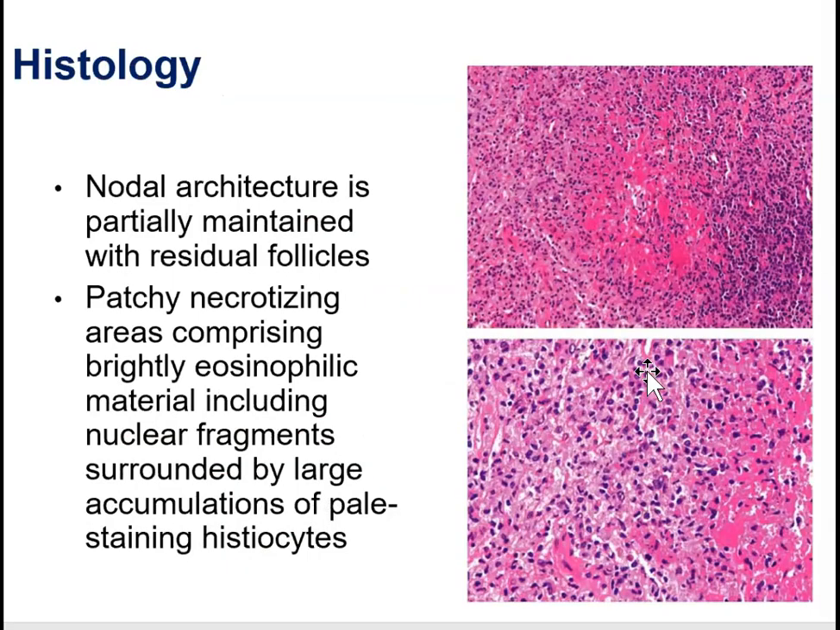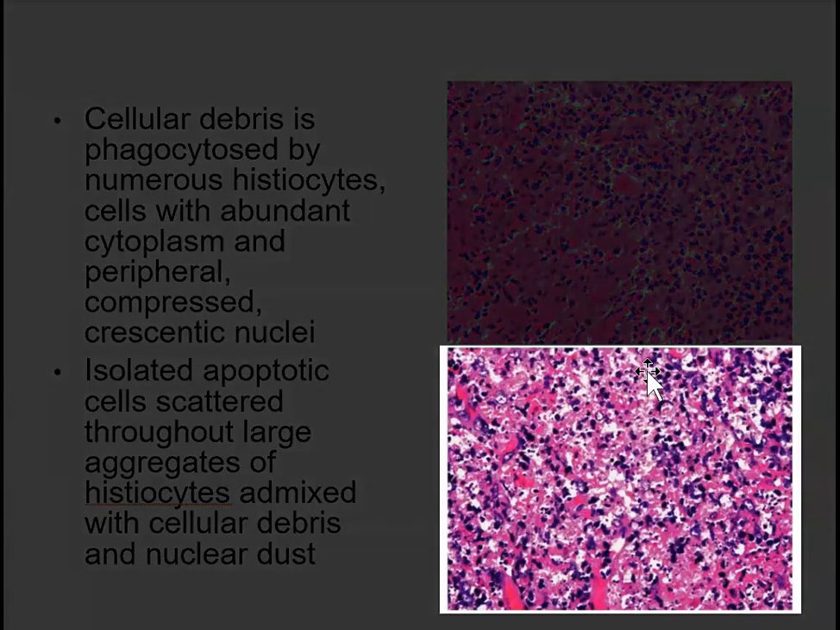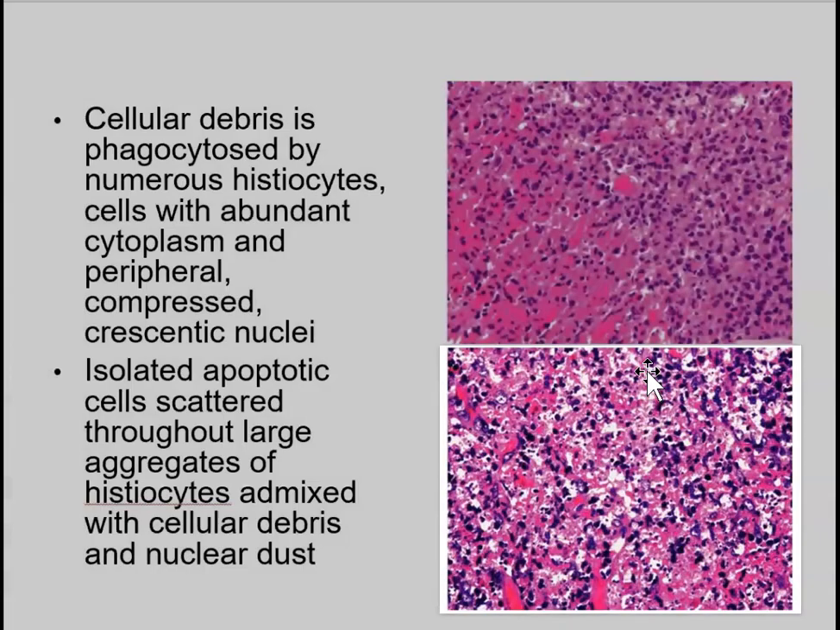The nodal architecture is partially maintained, and there may be residual lymphoid follicles that appear normal. The paracortical region contains necrotizing areas with eosinophilic debris and numerous nuclear fragments or nuclear dust surrounded by aggregates of pale staining histiocytes. The aggregates of histiocytes are seen to engulf apoptotic debris, and their nuclei become compressed and appear crescentic. In addition, you will see scattered apoptotic cells and nuclear debris.